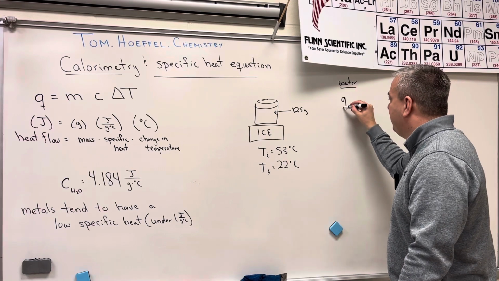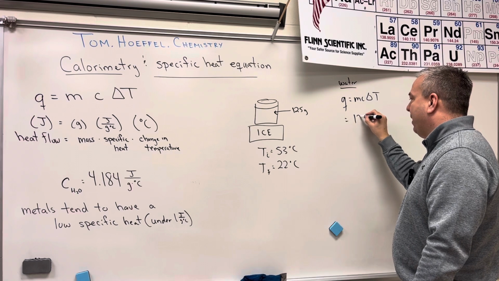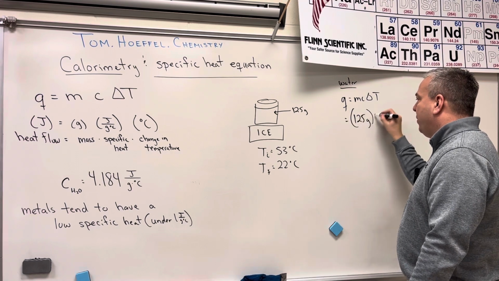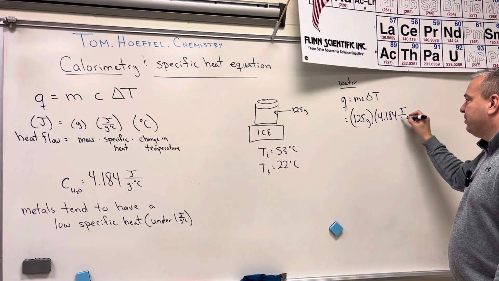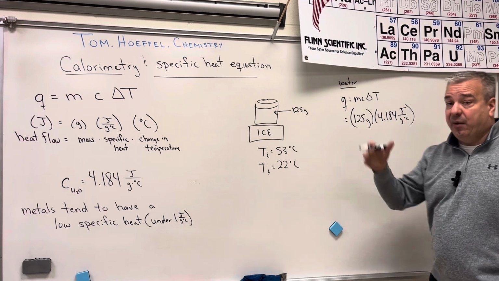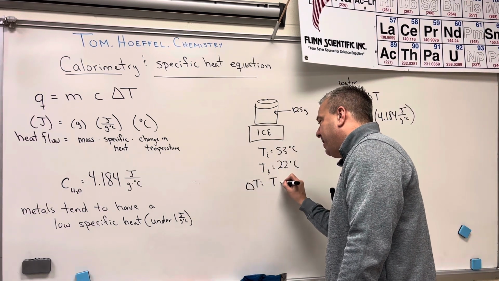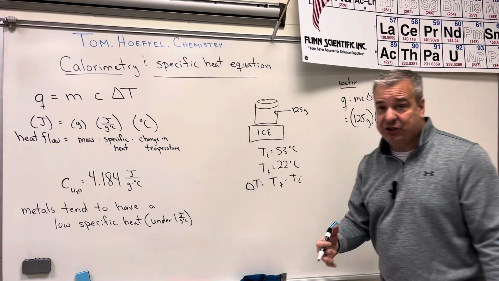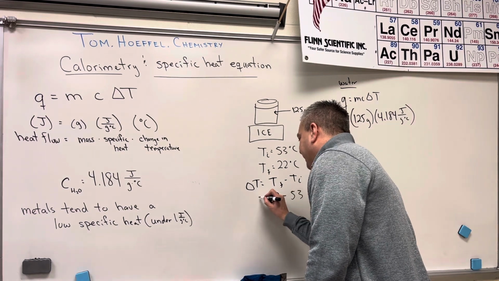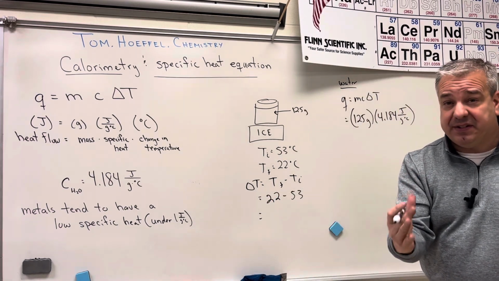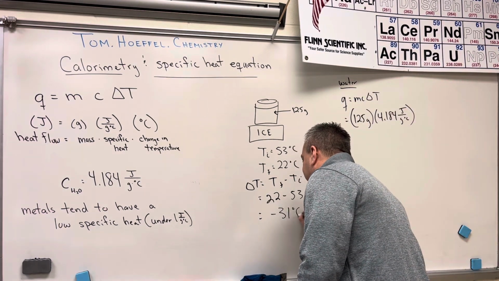So we're going to use our Q equals MC delta T equation. We've got the mass of the water at 125. We know the specific heat of water is 4.184 joules per gram degrees Celsius. And once again, I have to come in here and figure out the change in temperature. Remember, it's always final minus initial. So 22 minus 53 is going to give us a negative number. It's going to give us negative 31 degrees Celsius.